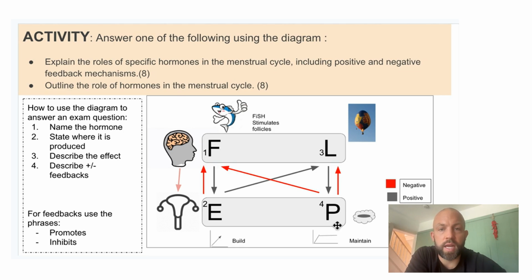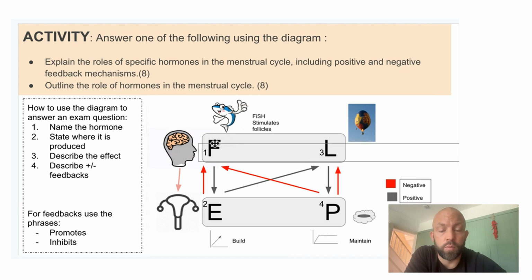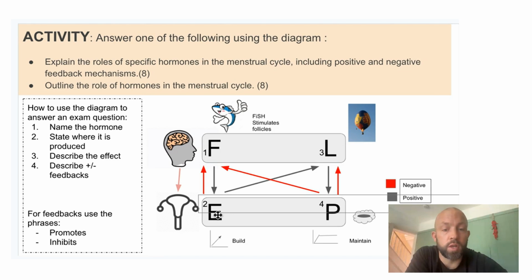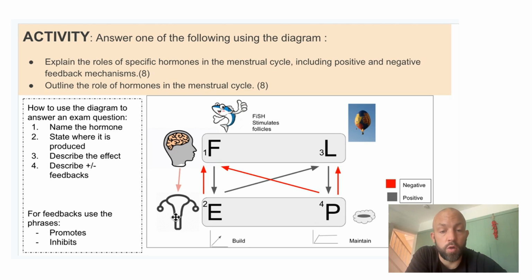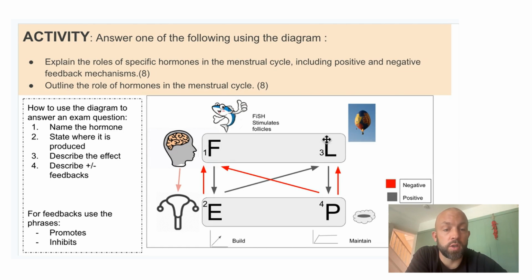So this is absolutely critical, this diagram, to help you remember the different steps. So we'll talk it through one more time. Follicle stimulating hormone is produced in the pituitary gland. It promotes the production of estrogen. Estrogen is produced in the ovary, and its role is to build up the endometrial lining. It promotes the production of luteinizing hormone.